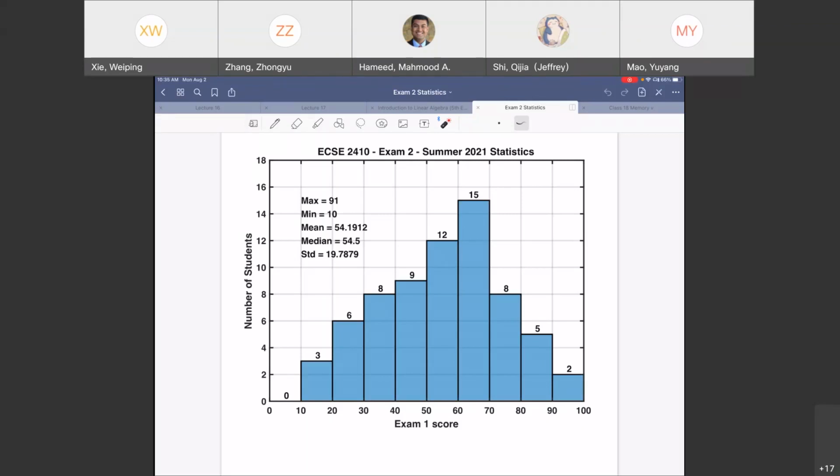So almost a Gaussian distribution, this one. Okay, the highest was a 91, only 2 scores above a 90. The average and median were pretty close to each other, 54 and 54.5. Standard deviation pretty high, 20 points.